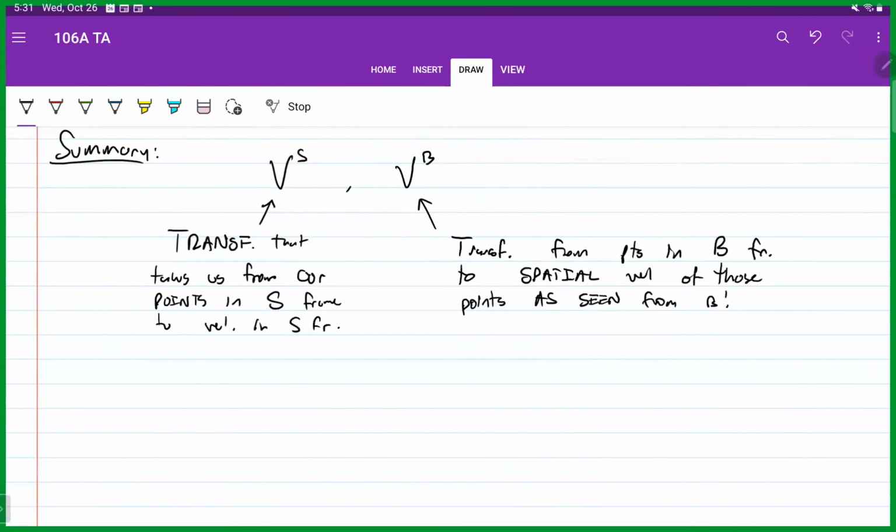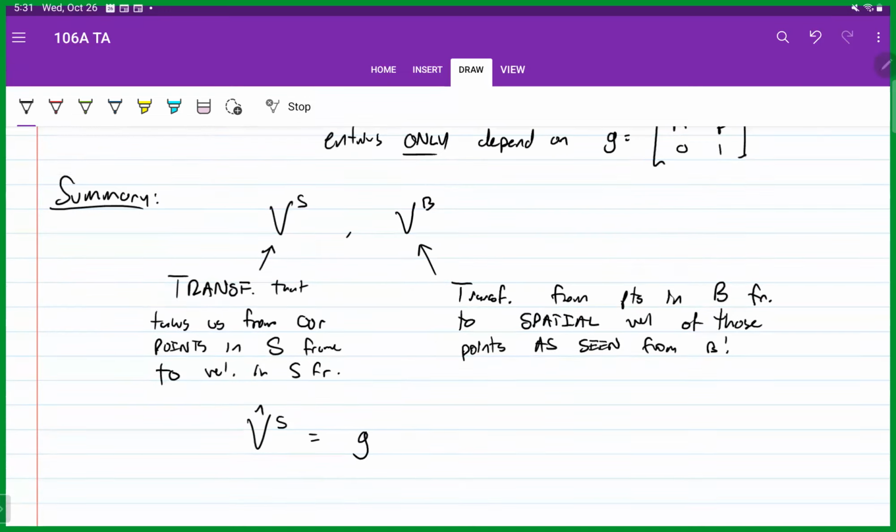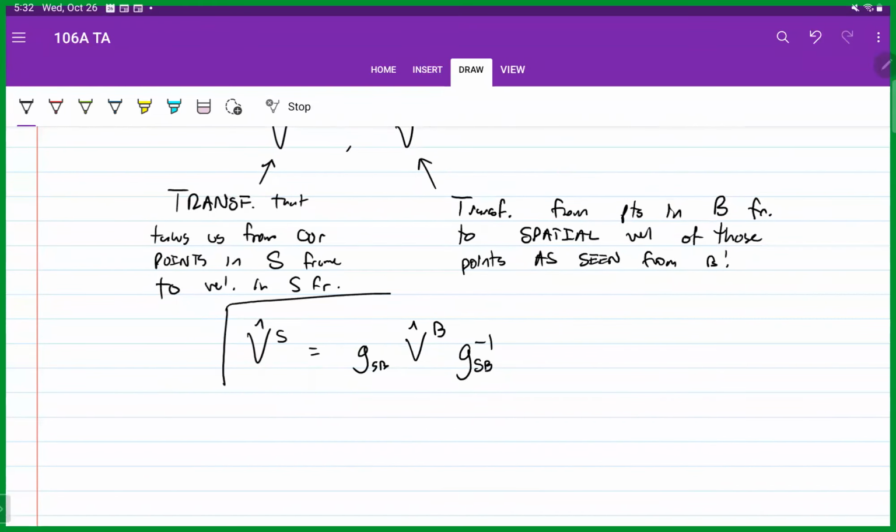Our last conclusion was that we were able to figure out a transformation between these two in two different forms. One of them was in the hat map form. We said v hat s was equal to the transformation between frames s and b, multiplied by our body velocity hat, times the inverse of that transformation. So this was one form of writing that transformation.